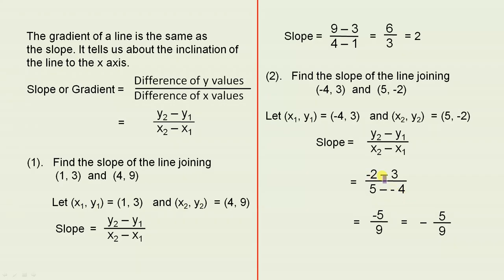Now minus 2 minus 3 is minus 5. 5 minus minus 4 is really 5 plus 4, because two negatives make a positive, so that gives you 9. So the slope of the line joining minus 4, 3 and 5, minus 2 is minus 5 over 9.